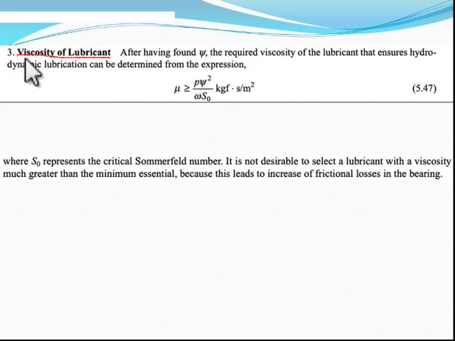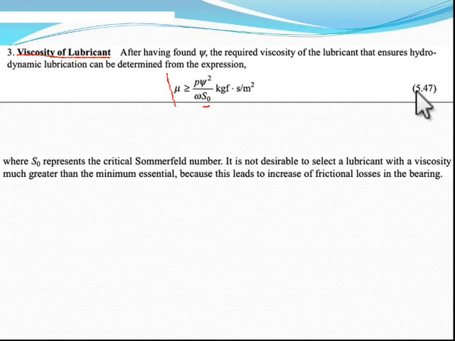However, one has to be very careful in choosing the viscosity of the lubricant. If the viscosity is unnecessarily high, then apart from creating extra load carrying capacity, it also creates excess amounts of heat. Higher viscosity means higher internal liquid friction, so the heat that is produced will be very high. On the other hand, if one uses a very low viscosity lubricant, the heat produced is also less. So after having found the value of psi, the required viscosity of the lubricant can be determined from the following formula: mu should be greater than p psi squared by omega S naught, where S naught is again the critical Sommerfeld number. So if the Sommerfeld number is designed, then based on that one can go ahead and choose the lubricant.